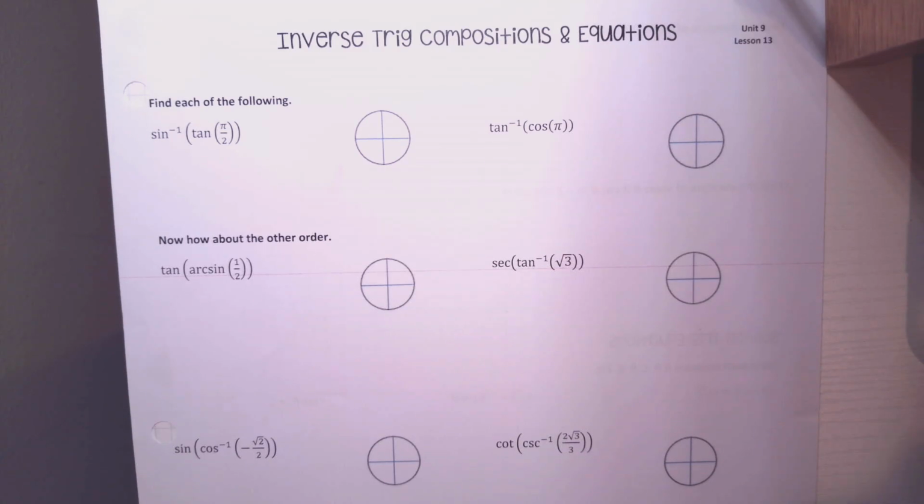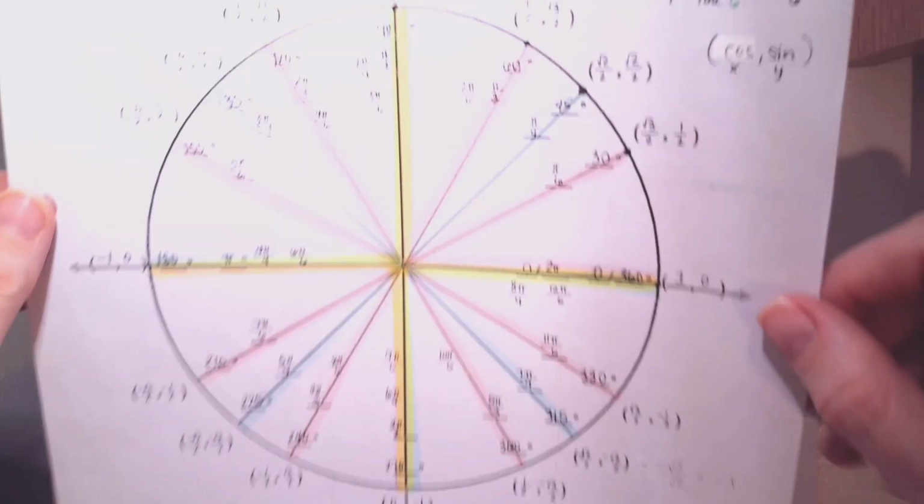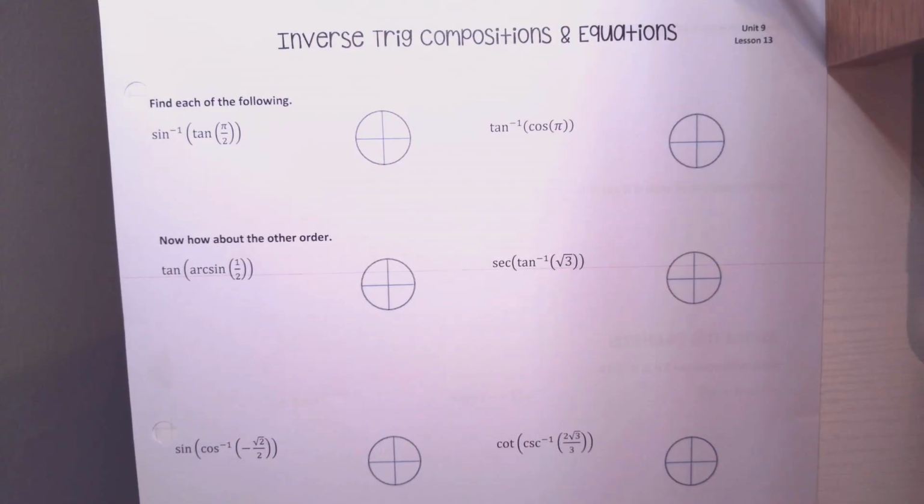Hi everyone, we're going to continue with inverse trig compositions, which is how we ended the last lesson. Remember things you'll need today. You'll need to be able to look at a unit circle so that we can find the different angles that we need. You don't need a calculator today though.